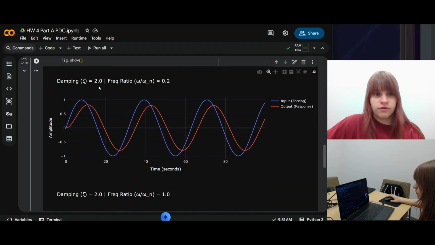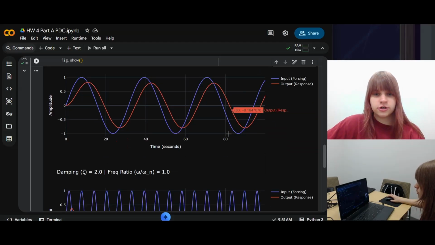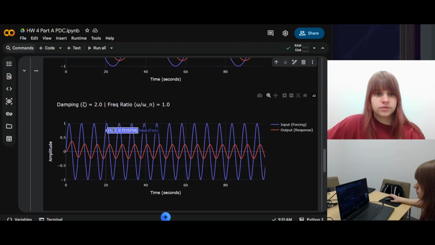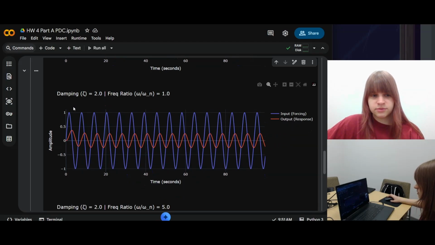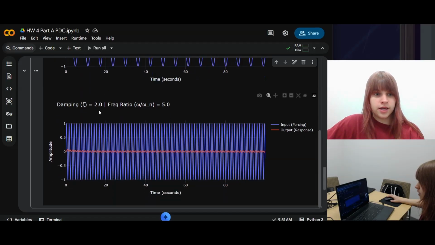Here we have our overdamped scenario with the low frequency ratio. Now we are seeing shifting and a little bit of compression, but when we go to our resonance frequency, our output shrunk even more than when we had the critically damped scenario. And then here, again, our output is very, very small. So this would not work very well.